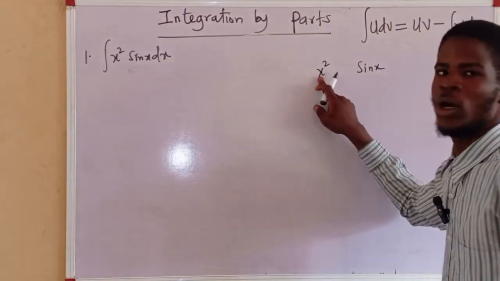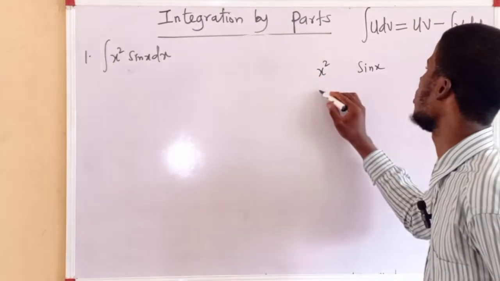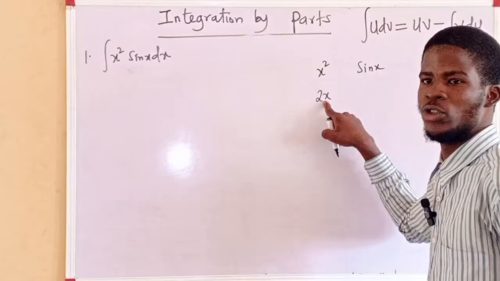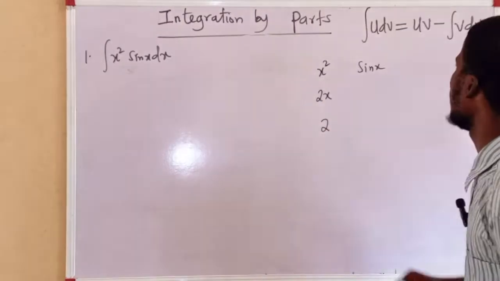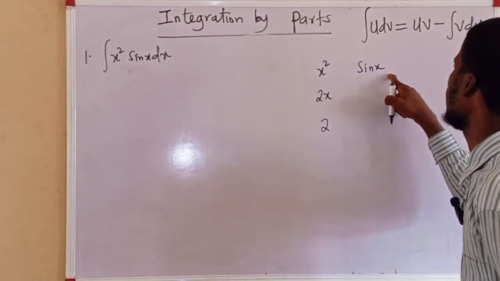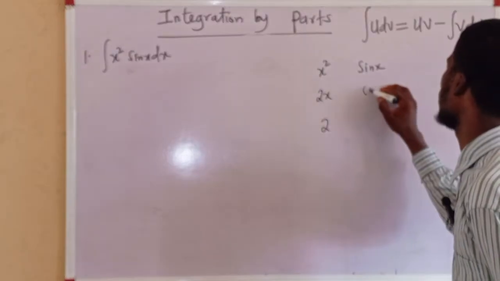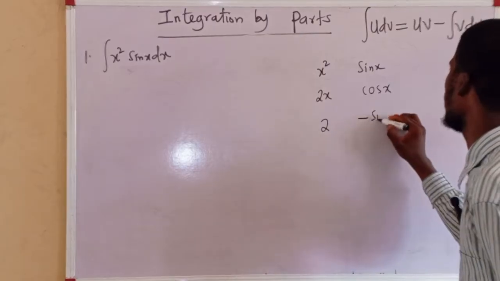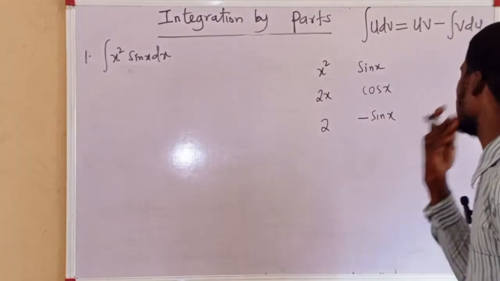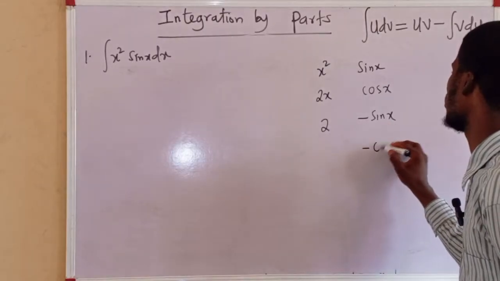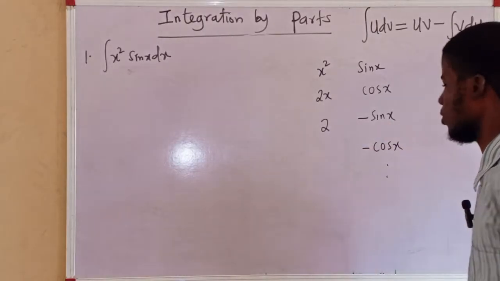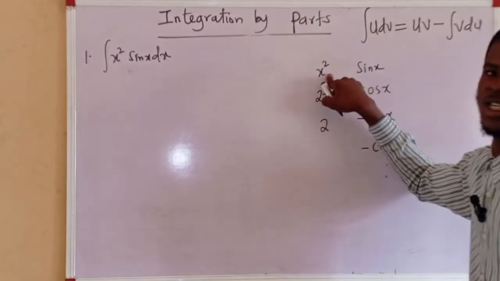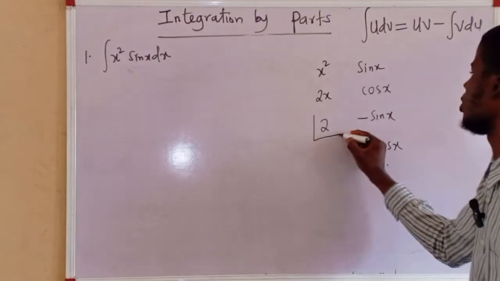If I differentiate x squared with respect to x, I'm going to obtain what? 2x. If I differentiate 2x with respect to x, I'm going to obtain 2. If I differentiate sine x, for example, I'm going to obtain cos x. If I differentiate cos x, I'm going to obtain minus sine x. If I differentiate minus sine x, I'm going to obtain what? Minus cos x. And so on and so forth. After successive differentiation of x squared with respect to x, we got 2, and 2 is a constant.